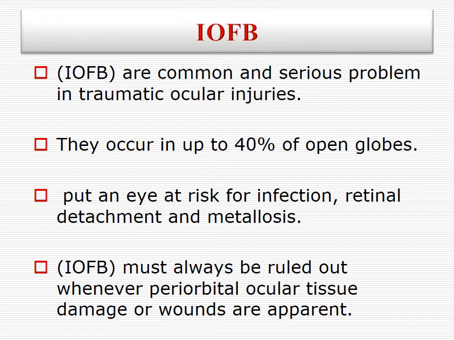Intraocular foreign bodies are a common and serious problem in traumatic ocular injuries. They occur in up to 40% of open globes. They put an eye at risk of infection, retinal detachment, and metallosis after intraocular foreign body. The intraocular foreign body must always be ruled out whenever periorbital or ocular tissue damage or wounds are apparent.